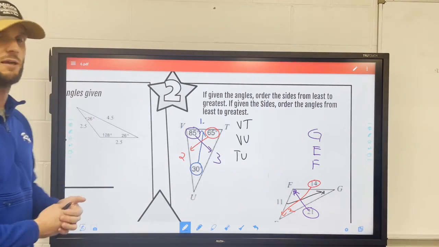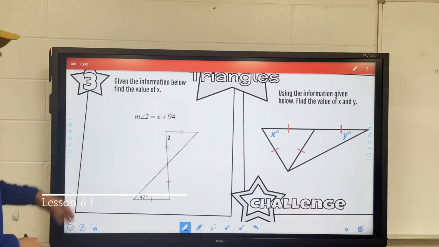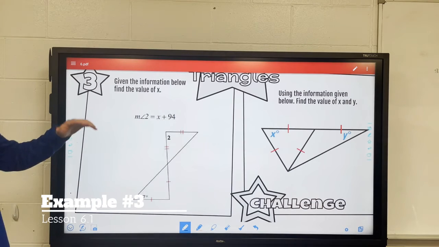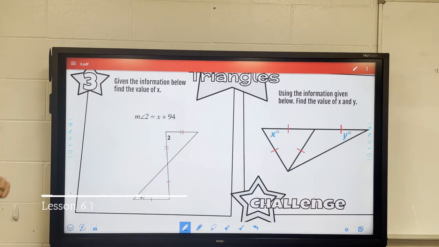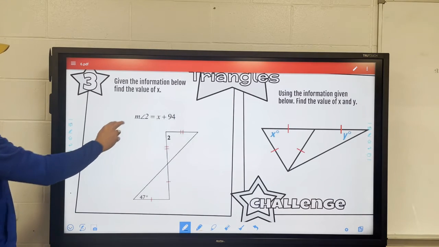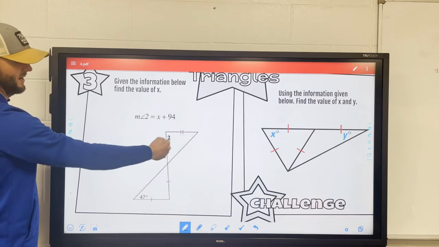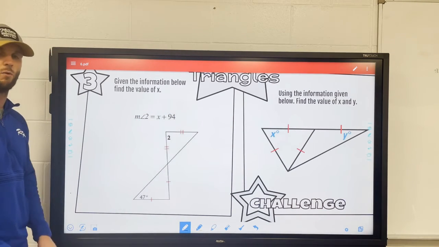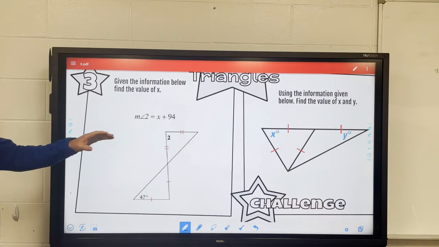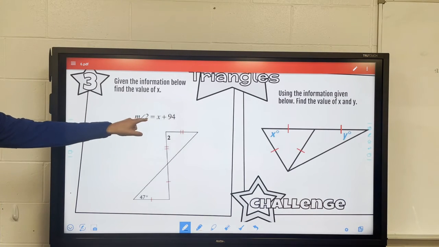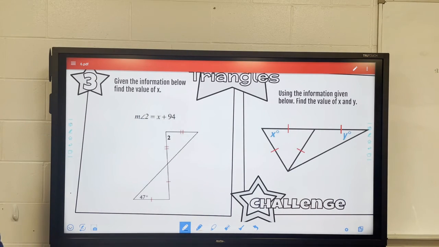All right, so let's jump over to example number 3. It says, given the information below, we need to find the value of x. So right now it's showing the measure of angle 2 is equal to x plus 94. So I need to use the information to figure out the value of x that's going to give you the measure of angle 2. So we need to find the measure of angle 2 first, okay?